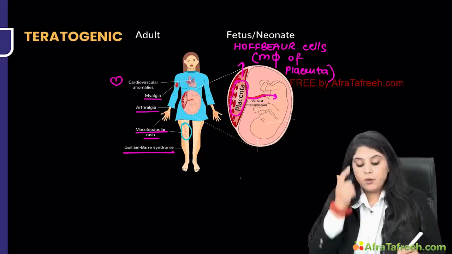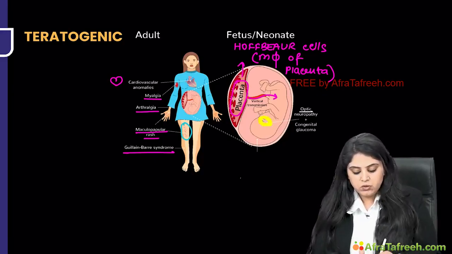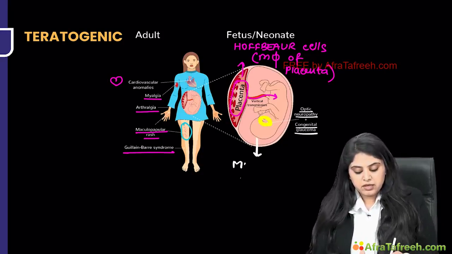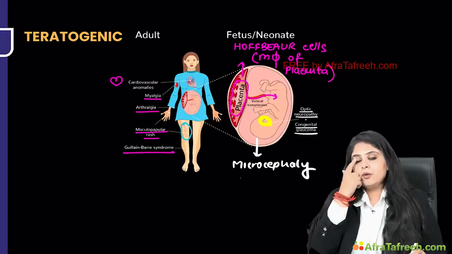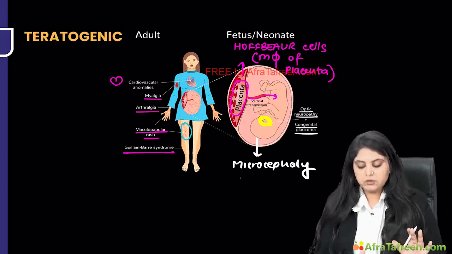It can cause ophthalmic anomalies, like optic neuropathy and congenital glaucoma. And in terms of skull abnormality, microcephaly has been noted. So eye problems and skull problems, that is what we have with Zika virus. So Zika is also settled.